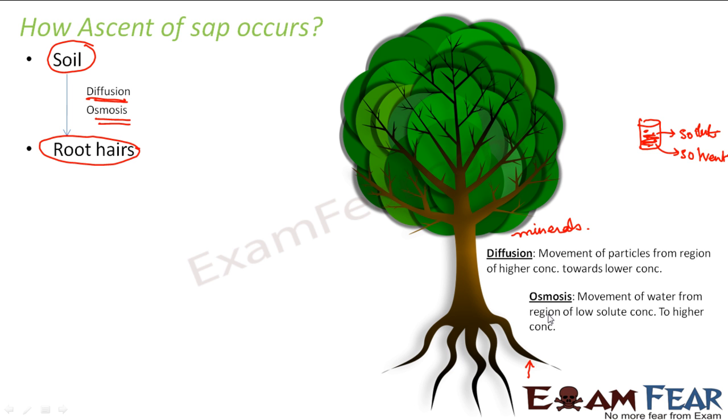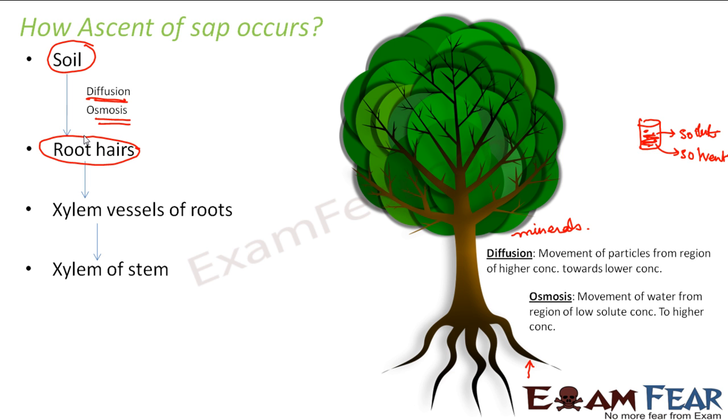The movement of water from soil to root hairs is governed by the process of osmosis, and the movement of minerals from soil to the root hairs is governed by the process of diffusion. Now once it reaches the root hairs, how does it reach above? From root hairs it gets into the xylem vessels of the roots. Even inside the roots we have the xylem vessels, the tracheids and the vessels. So it will enter into the xylem vessels.